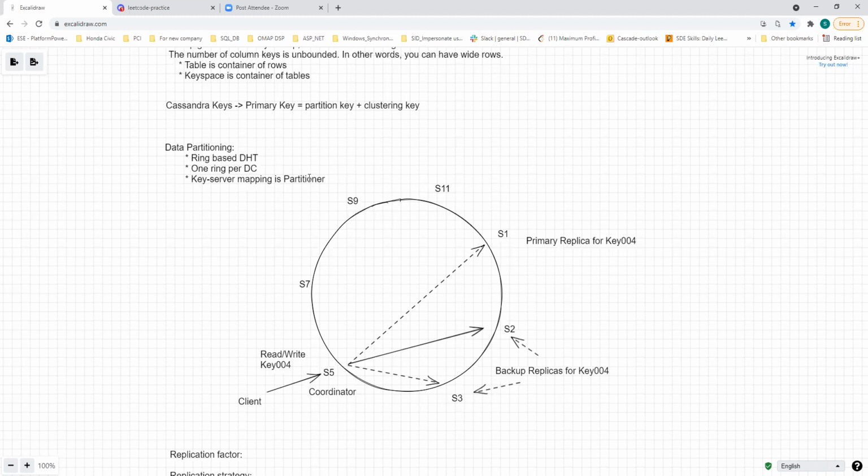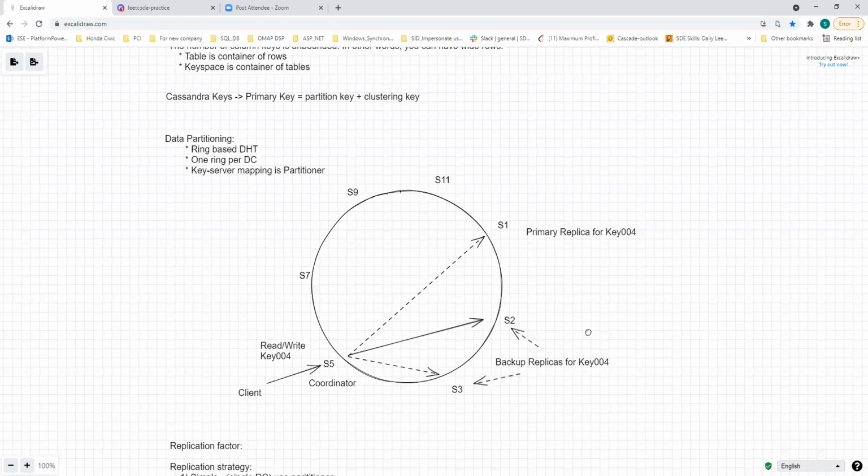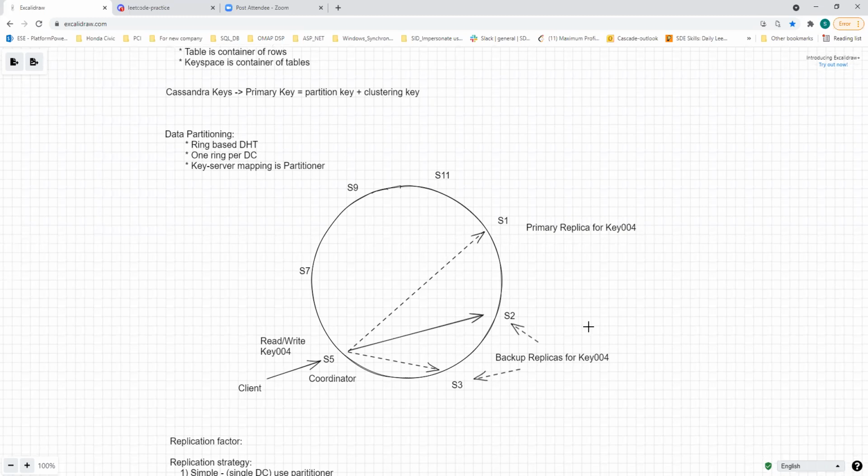The partitioner does a hashing of that key, and based on the hash value, it will assign that particular key to some of the replicas. So if we had some key like key 004, and that key was hashed between the range S11 and S1, the key will be stored on S1, and based on the replication factor, which I'm assuming is 3 here, also on S2 and S3. So the replication factor is nothing but how many replicas the same key has to be stored on.